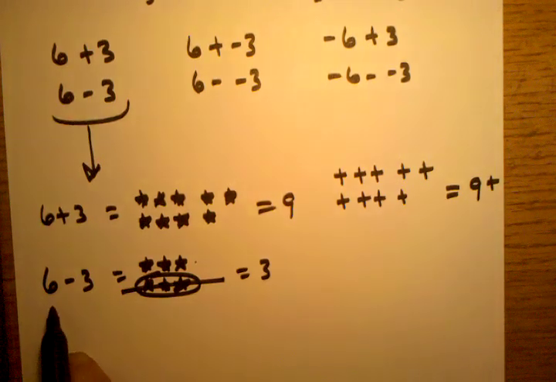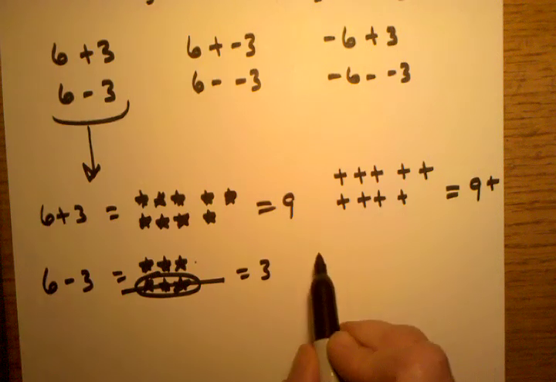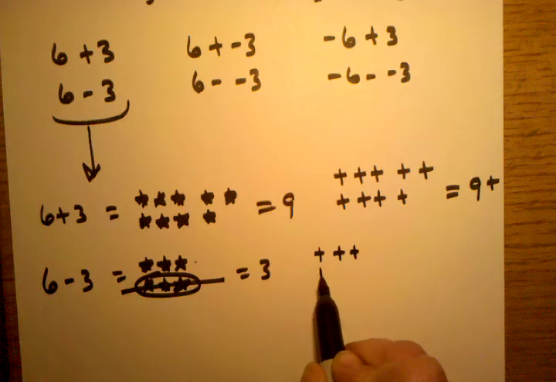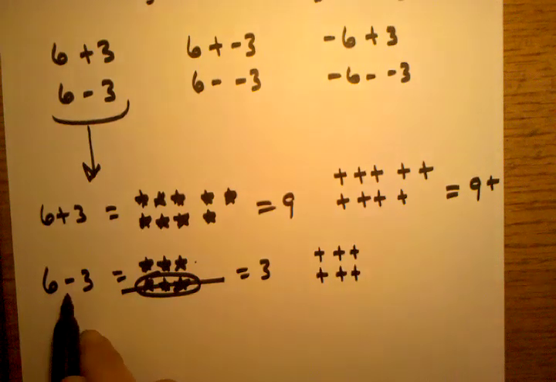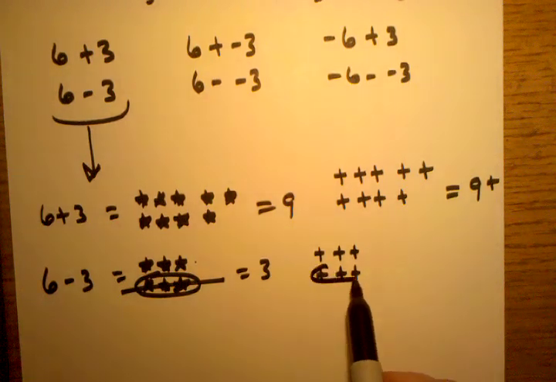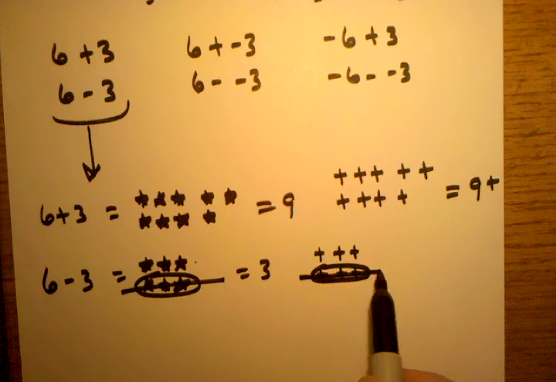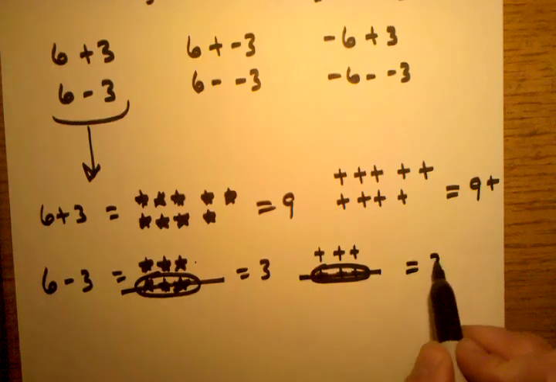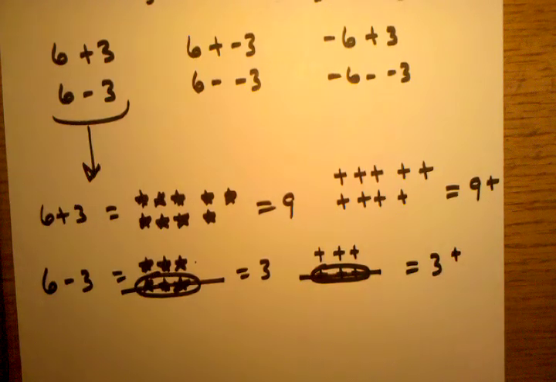And down here, let's think again of our positive signs. Because we have a positive 6, we're going to have 6 positive signs. And we have minus 3. Again, you can just take away 3 of your positive signs, and you're going to end up with 3 positive signs left over, which is the same thing as 3. Okay, so we didn't deal with any negative signs yet. If I were to put in a negative sign, it would just look like that.